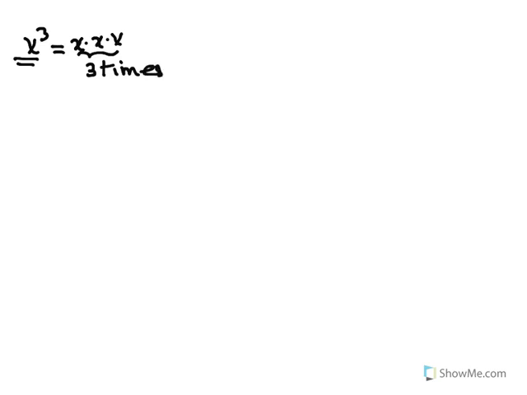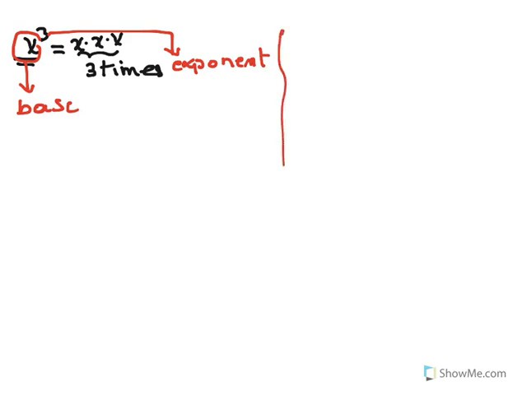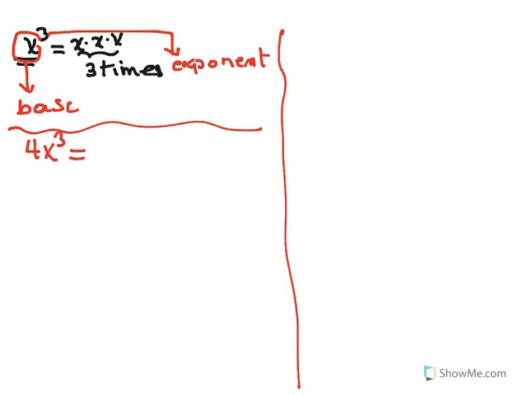Okay, so this particular exponential expression has two elements. The x is the base and the 3 is the exponent. Sometimes our expressions show a coefficient. Let's say that we have 4x to the third. Okay, so what happens if I have 4x to the third?